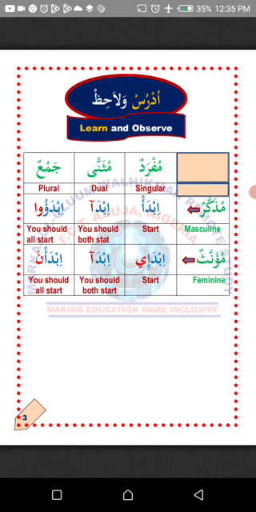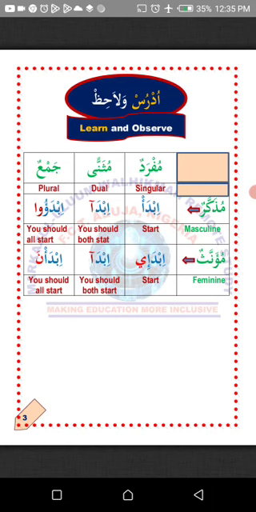Then we talk about mudhakkar. Mudhakkar, masculine, is a word in Arabic that represents a male person or a male object, just like the verb ibdah can only be used to command a single male person to start. So if there are two in number, all you need to do is to attach alifun to the last letter.